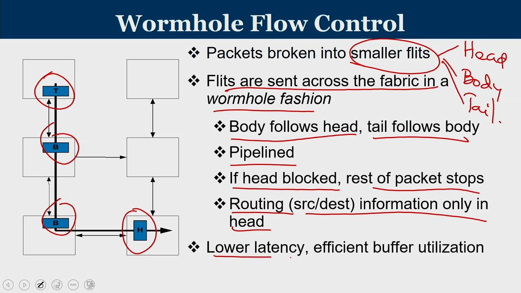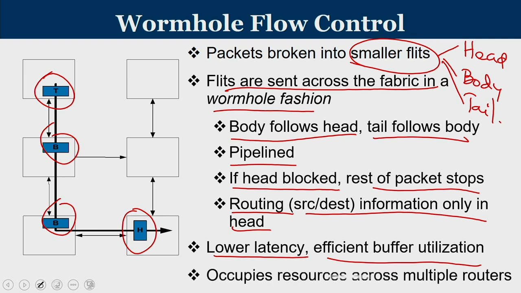And this leads to lower latency of the packets because we are not at all being blocked until your tail reaches. As and when the head finds a way to move further, the head moves. Similarly, every body flit also moves like that. So, this is an efficient buffer utilization. Without having the entire packet buffered, we can still manage easy forwarding of the flits. And generally a packet occupies resources across multiple routers.